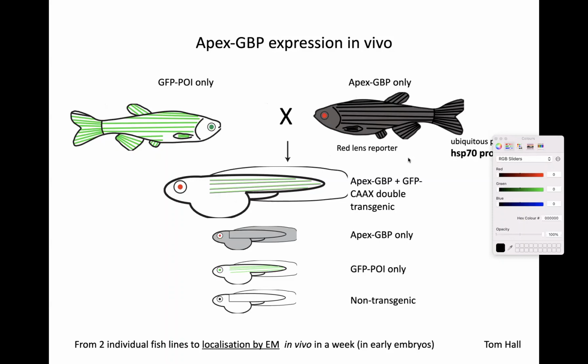And this, from the individual fish lines, once you've got these, you can cross this line with any of your GFP tagged fish lines, and you can get localization by EM in vivo in a week in the early embryos. So this works very nicely.